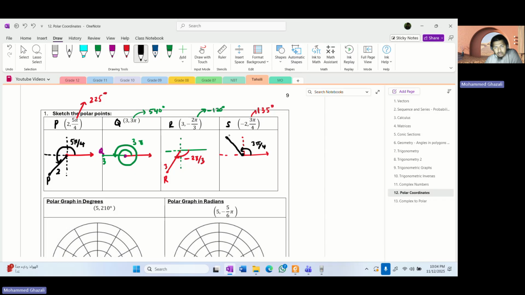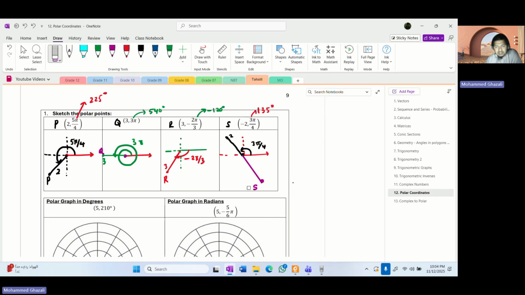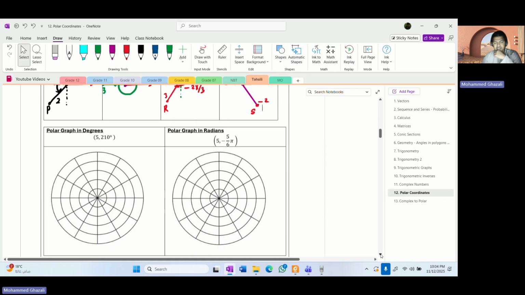And this is 2. What does negative 2 mean? Negative 2 means reflect this directly across. So negative 2 will be here. It needs to be a reflection directly across, with the same length. So there's my point S, which represents negative 2 at 3 pi by 4. So these are all the polar coordinate locations: this is P, that's Q, that's R, that's S. Now let's look at the next one. Where is (5, 2 pi over 10)? So I drew the circles here.